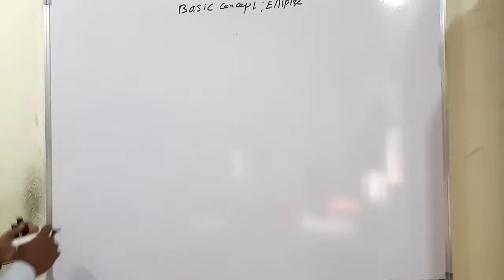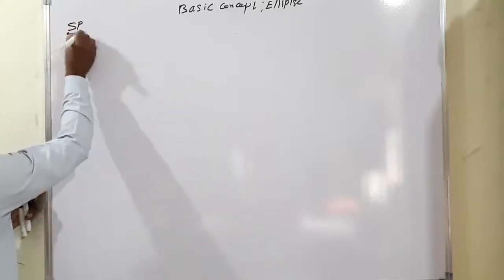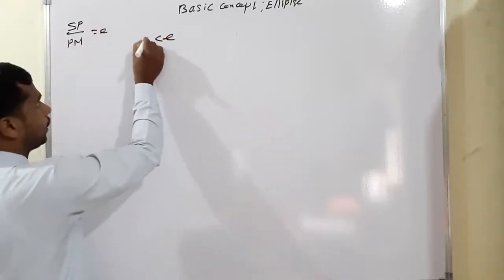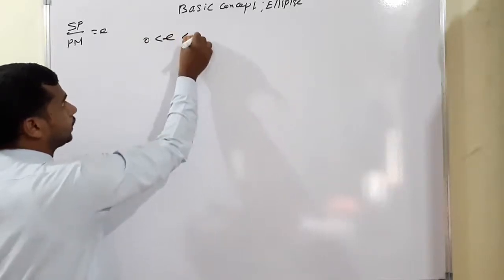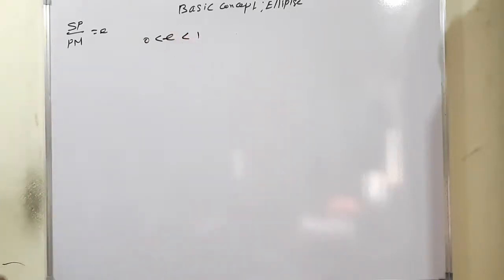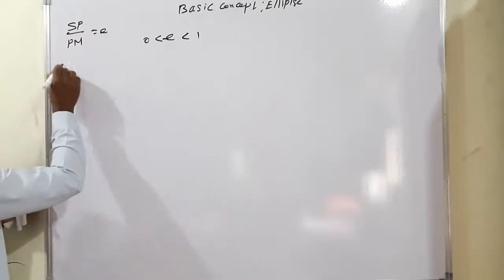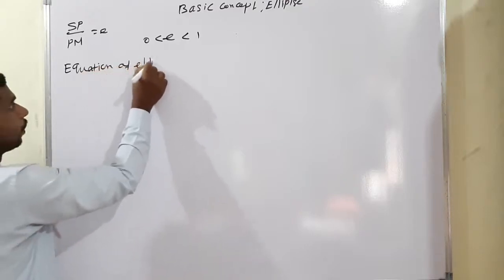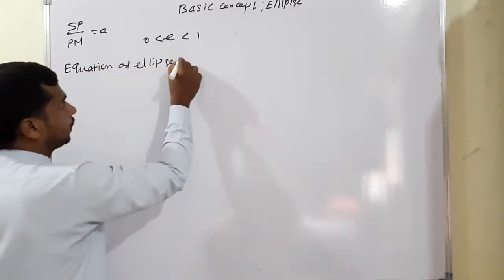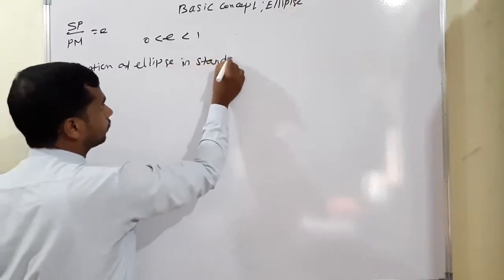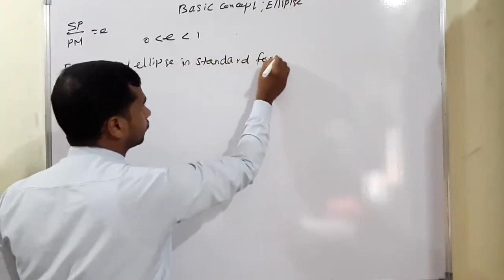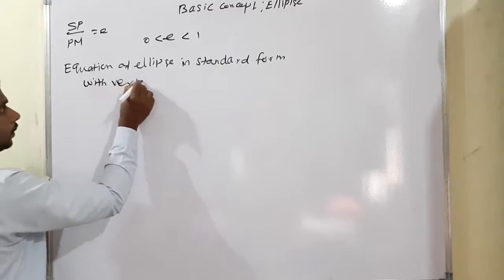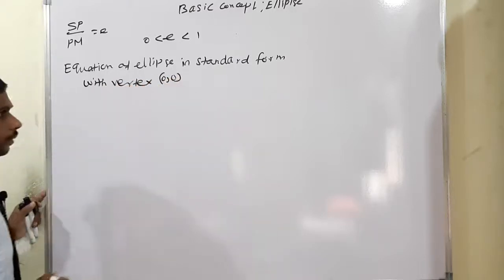So what is the basic term of Ellipse? SP divided by PM is equal to e. The condition e always greater than 0 and less than 1, that is called an ellipse. If you take an example, the equation of ellipse in standard form with vertex 0, 0.